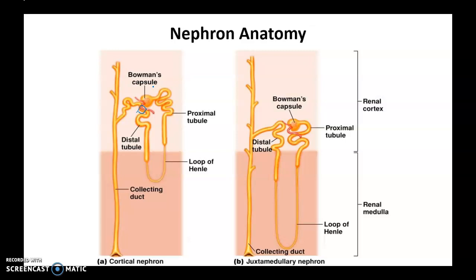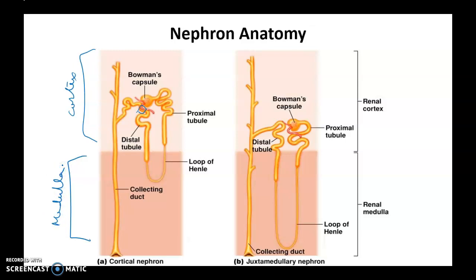On the right-hand side, we do see another nephron. The only difference is in their anatomy. The first one is called cortical nephron because it lies mostly in the cortex. This part is a cortex and this part is the medulla.